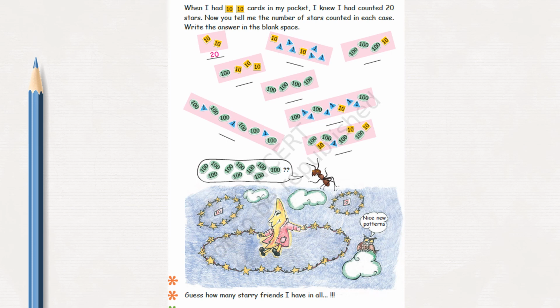Okay, this is the last exercise and then we are done for this chapter. When the moon had 10 cards in his pocket, I knew he had counted 20 cards. Now you tell me the number of cards in each case. Okay, so here we have 10, 10, 20, 1, 2, 3, 4, 5, 6, 26. Okay, we have to do the similar trick for all of these. Let us see the answers. So here are the answers.